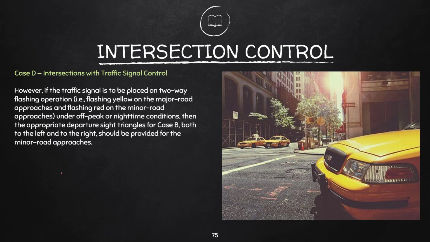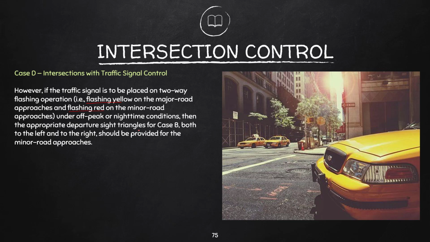However, if the traffic signal is to be placed on a two-way flashing operation, flashing yellow on the major road approaches and flashing red on the minor road approaches under off-peak or nighttime conditions, then the appropriate departure sight triangles for case B, both to the left and to the right, should be provided for the minor road approaches. So, kapag flashing yellow, meaning, or flashing red, meaning you will need the yield or the stop control signs.